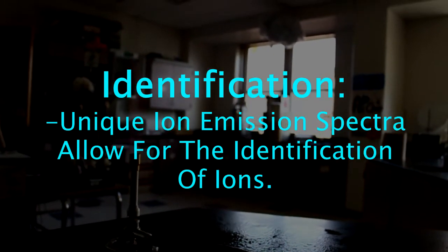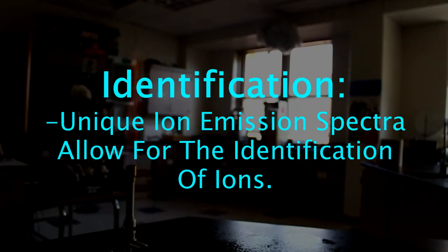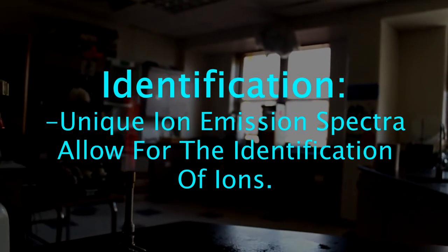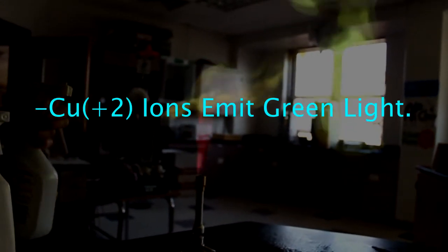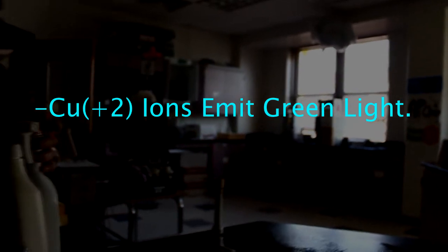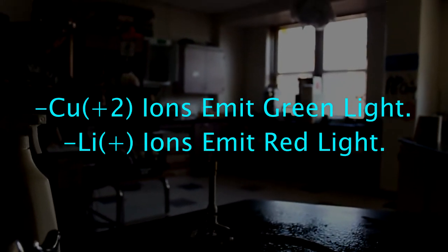Each ion is unique in the spectra it produces, and chemists use these to help identify what ions may be present in compounds. Normally the spectra are identified in a process called electron spectroscopy, but we can tell from basic observation that copper-2 ions give off a green color and lithium ions produce a red color.